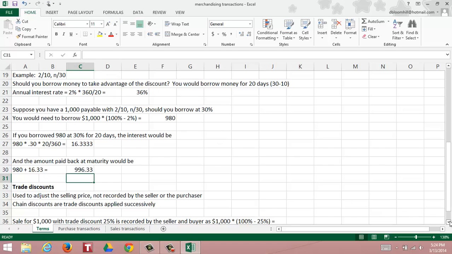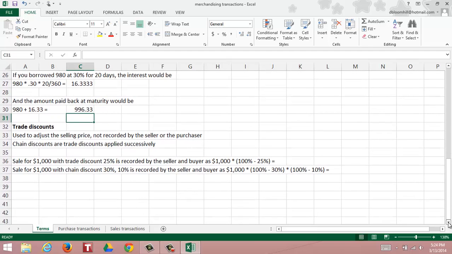Now let's go on to the third term that we're going to discuss before we go into purchase and sales transactions. These are trade discounts. Trade discounts are used to adjust the selling price. Even in the days of the internet today, it's very, very expensive to print a catalog. Trust me, I know. And you don't want to keep reprinting it every time your prices change. And there may be times because of seasonality, or you're running a special promotion, that you want to alter the price. So to do that, you use what is known as a trade discount.